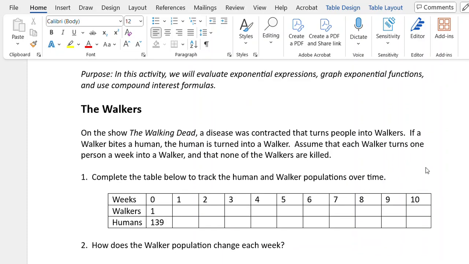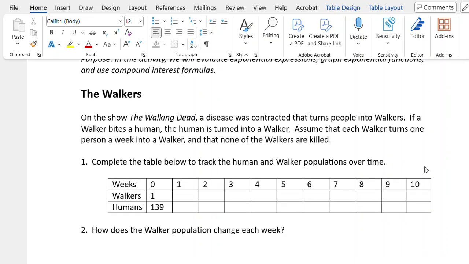In The Walking Dead, if a walker bites a human, then the human is turned into a walker. And we can assume that each walker turns one person a week into a walker and none of the walkers are killed. So we're going to use this table to track the human and walker populations over time. So we start with one walker and 139 humans.